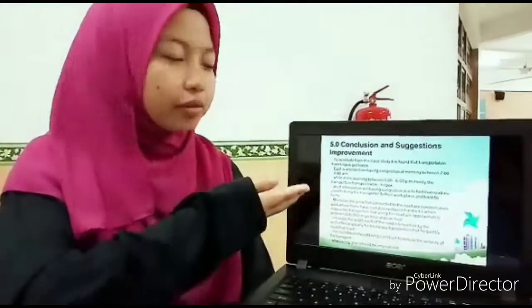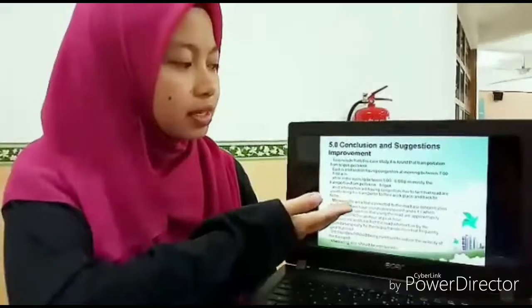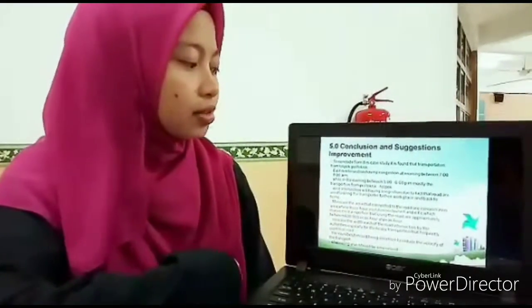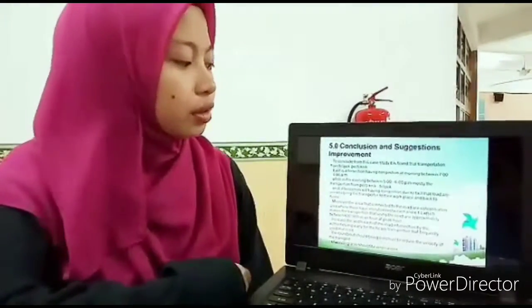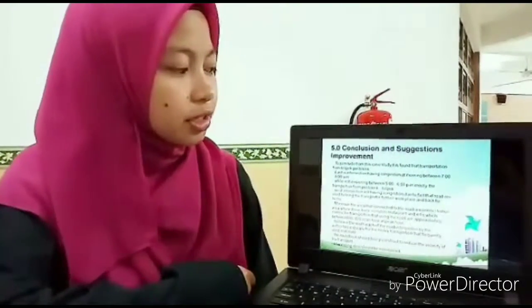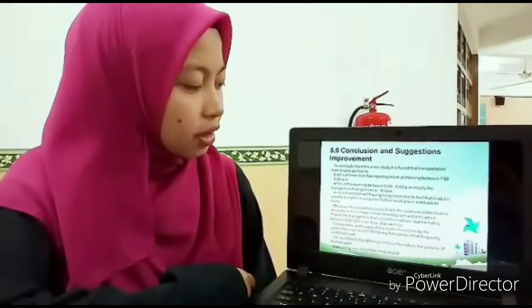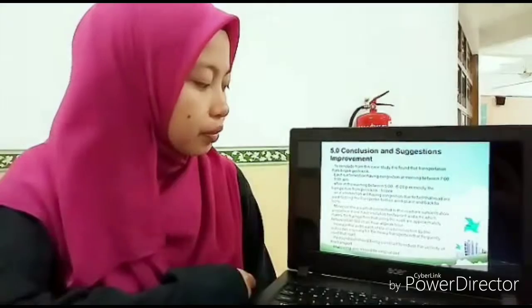Conclusion and suggested improvements. To conclude from this case study, it is found that the transportation from Telipuk to Polytechnic intersection has congestion in the morning between 7 and 8 a.m., while in the evening between 5 and 6 p.m. it is mostly the transportation from Polytechnic to Telipuk.